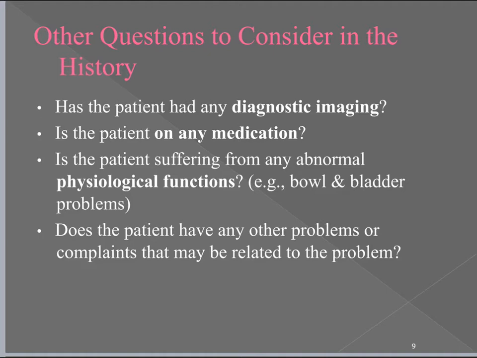And then one of the questions that we have to ask, and even if it's a written question, not an asked question, is abnormal physiological functions such as bowel and bladder, right? So some patients may have to go to urinate more often than others. Is that frequent? Why is that? Do they have an STD? Do they have some type of infection? What's the reason for this? We want to figure it out. And then, does the patient have any other complaints, right?